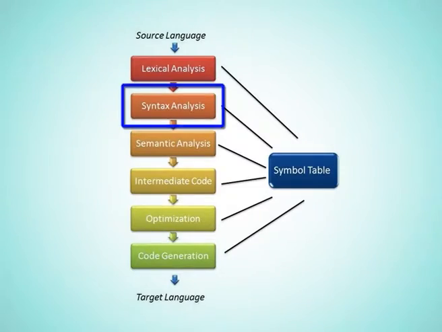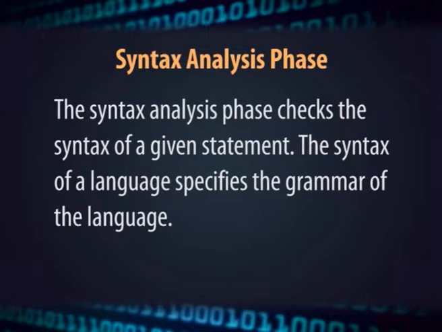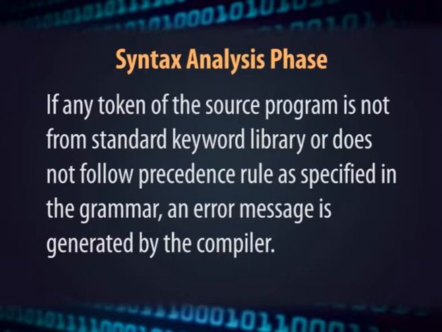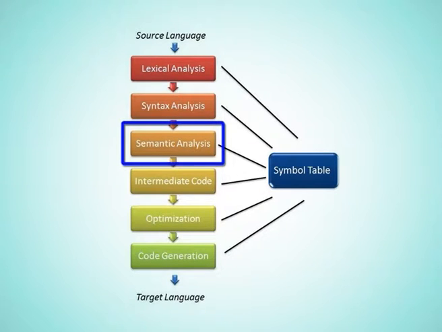After the source program is divided into logical tokens, the next phase is the syntax analysis. The syntax analysis phase checks the syntax of a given statement. The syntax of a language specifies the grammar of the language. If any token of a source program is not from the standard keyword library or does not follow the precedence rule as specified in the grammar, an error message is generated by the compiler. The next phase is the semantic analysis.